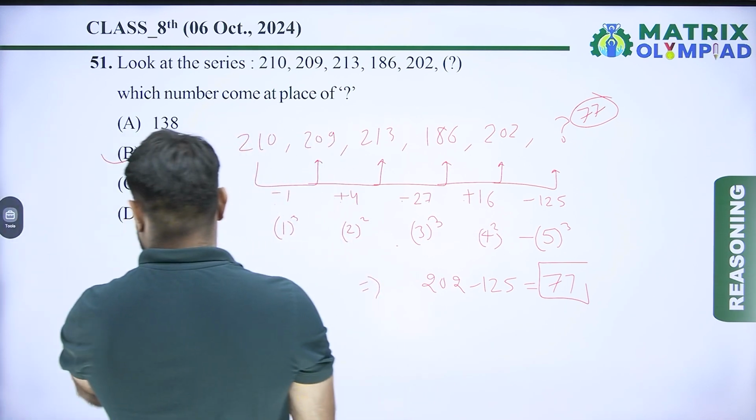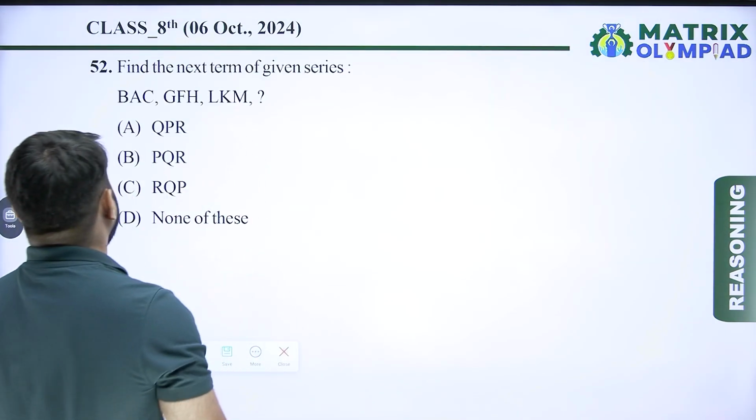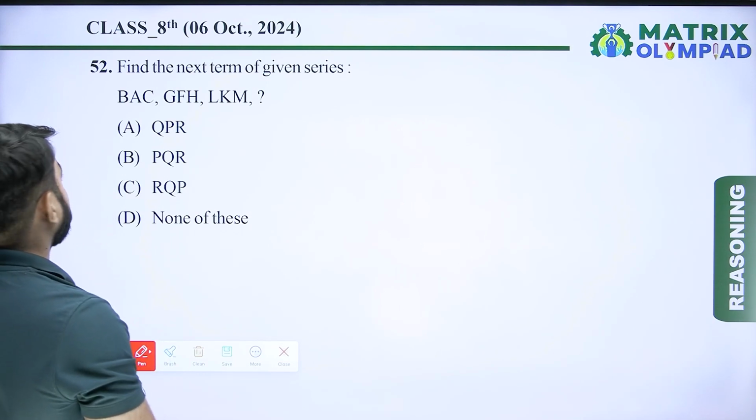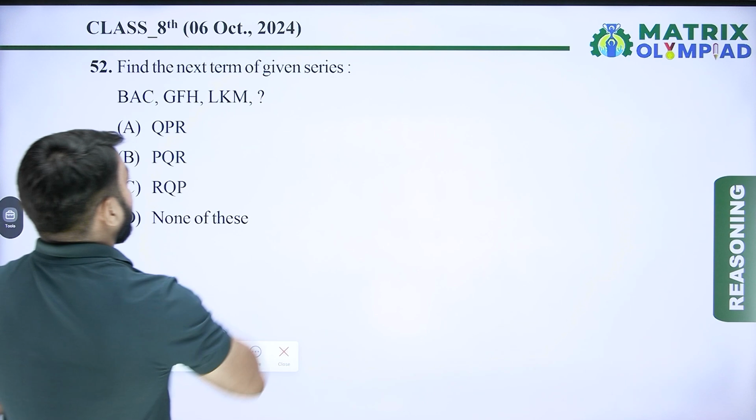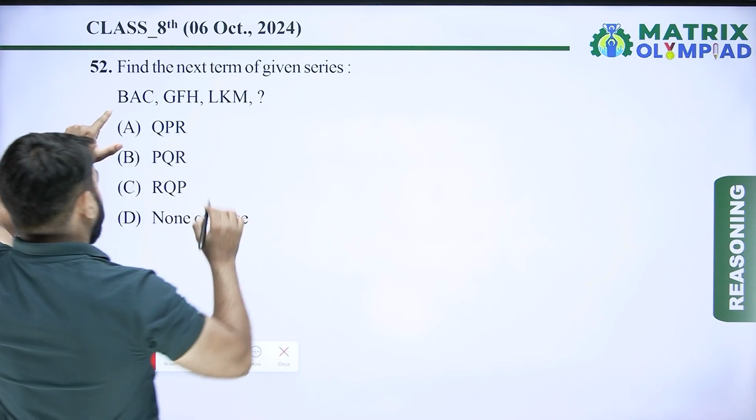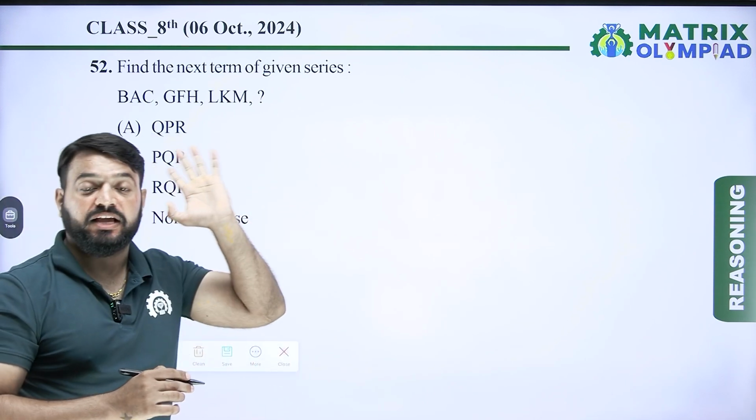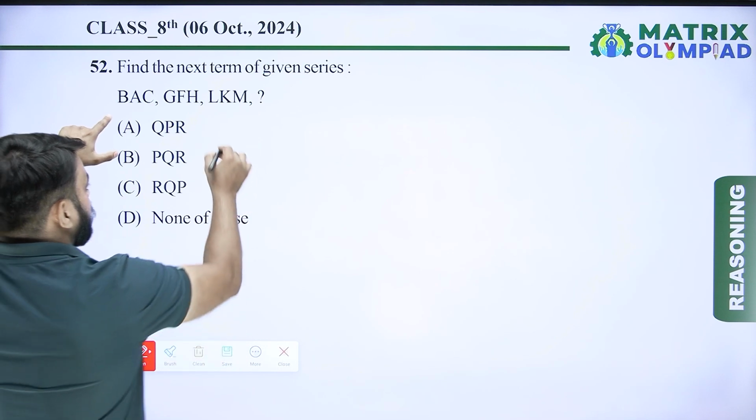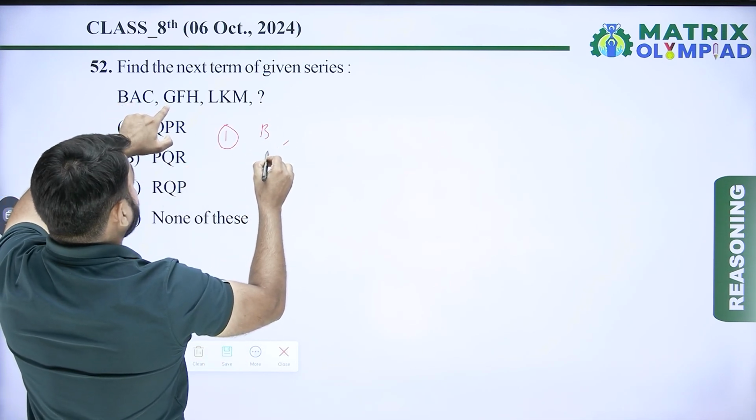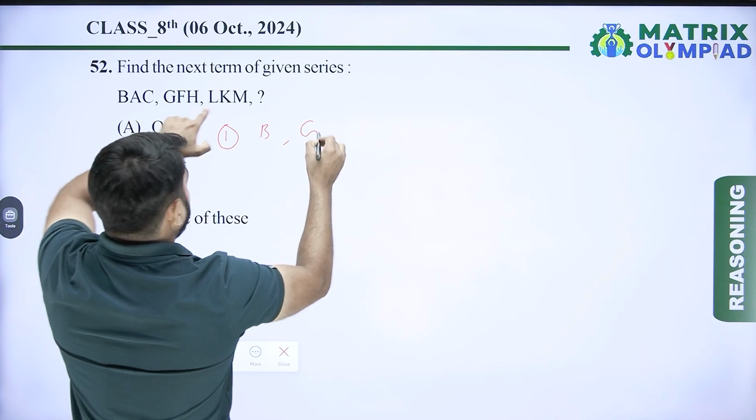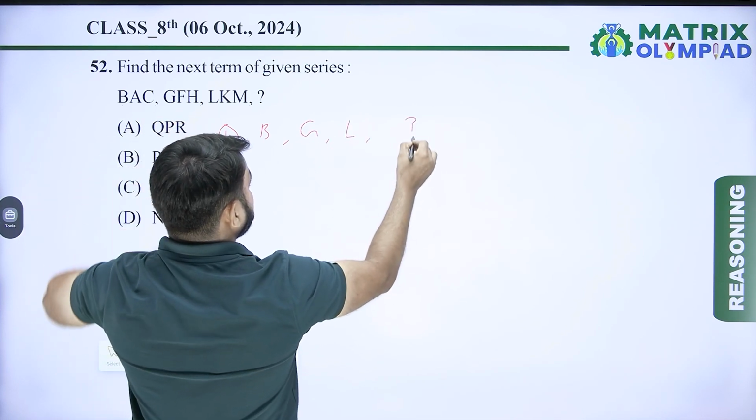Let's move to the next question. Now the next question is question number 52. Find the next term of the given series. So the series is BAC, GFH, LKM, and find the next. So taking the first alphabet of each term, first is B. Now the first alphabet of the second term is G. After G next is L and the next is missing.